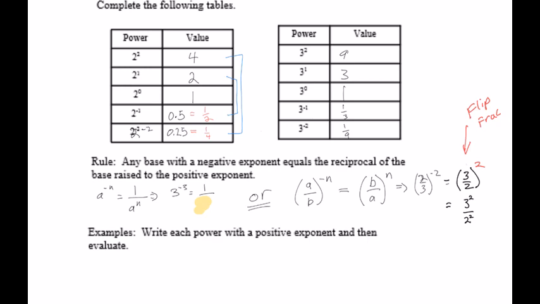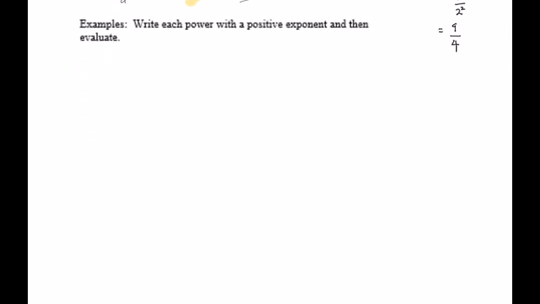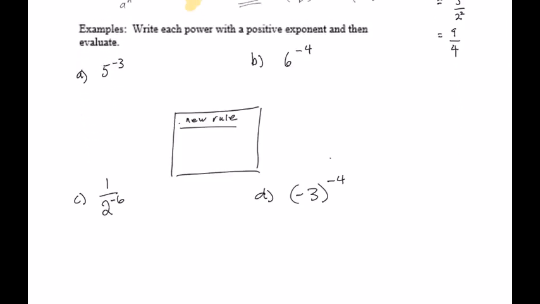Now I'd like you to try doing some of these powers, and we'll take a look at it. And I'll put the solutions up for you. So now, using the rules that we had before, if we had 5 to the negative 3, we could write 5 to the negative 3 as 1 over 5 cubed. Now 5 cubed is just 125, so we end up having 1 over 125 as our final answer.